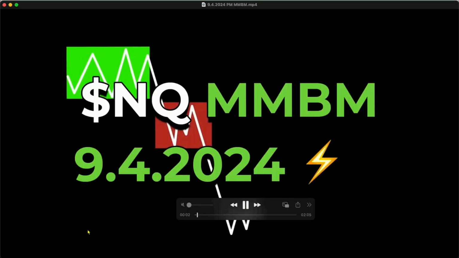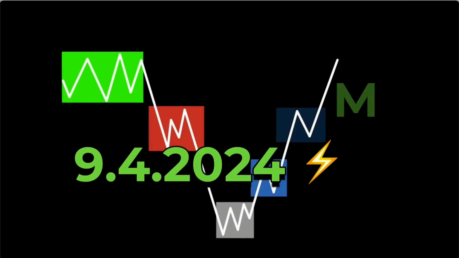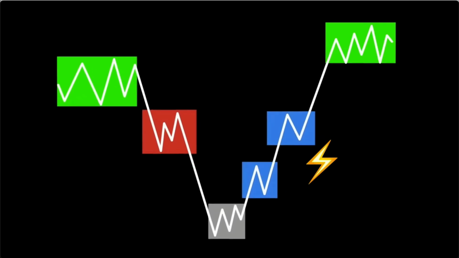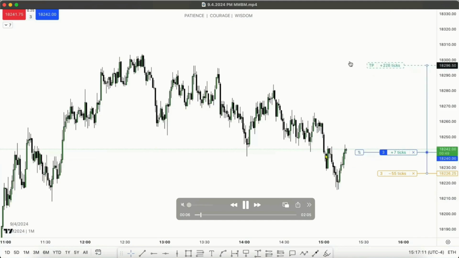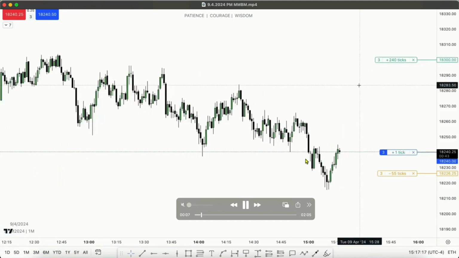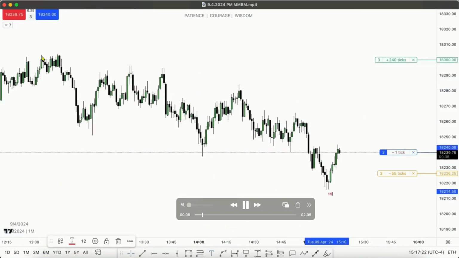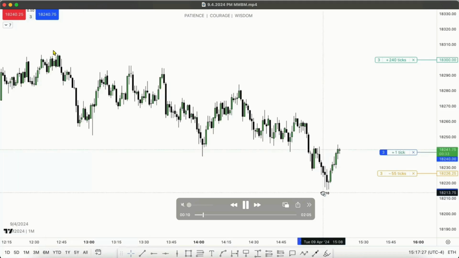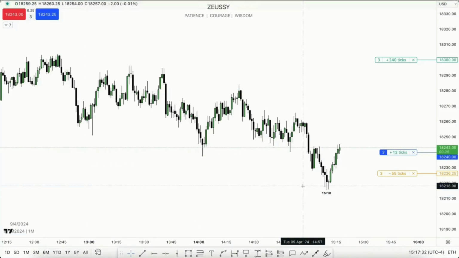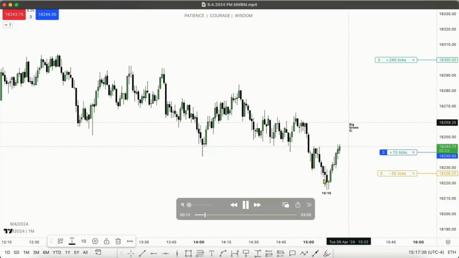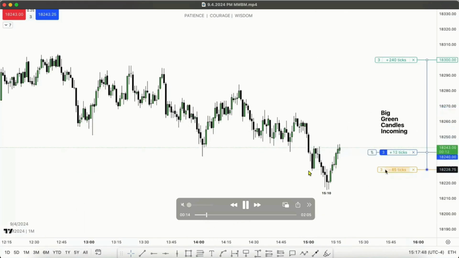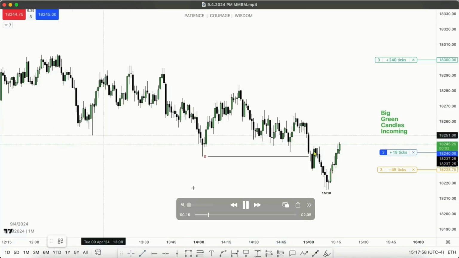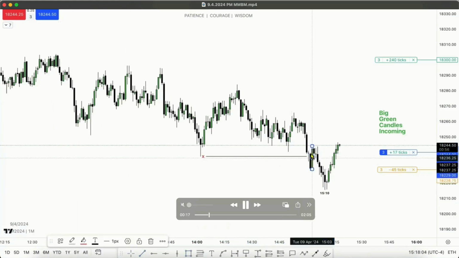We're now going to take a look at a long that I took on the 9th of April 2024. This was a market maker buy model. As you can see, I went long inside this bullish breaker, and I was targeting this buy side liquidity up here. The logic behind this trade itself is not that important. However, it's important to note that I expected this to be the low and that a reversal was likely to take place.